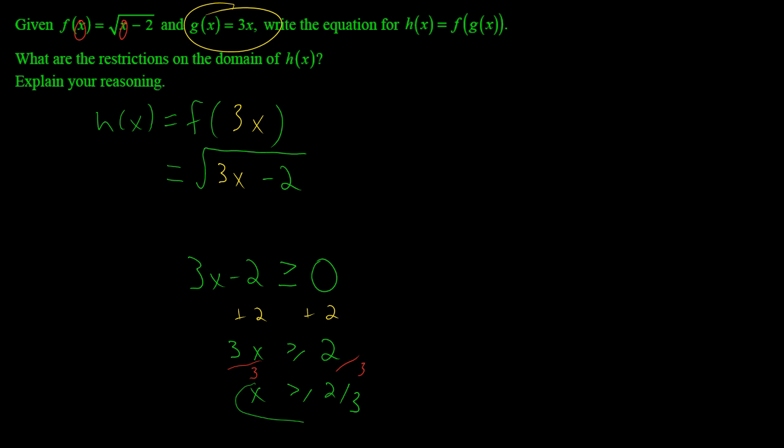So I believe this answers our question. What are the restrictions on the domain? The domain has to be greater than or equal to 2/3 in order for this to make sense. If it's less than that, it doesn't make sense. I'll give you an example. 0 is not in this interval. And if we go 3 times 0, we get 0. 0 minus 2, we can't do it. So I'm pretty sure that is the correct way of describing this.